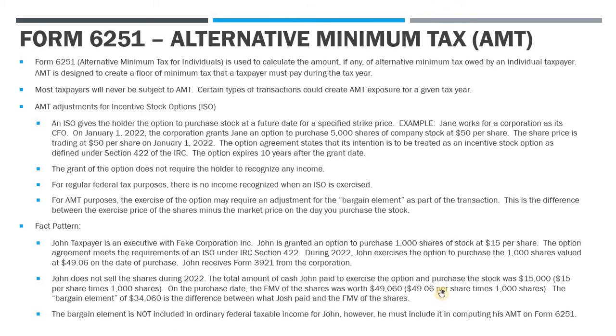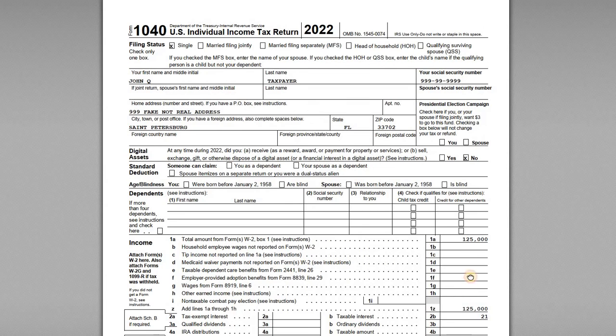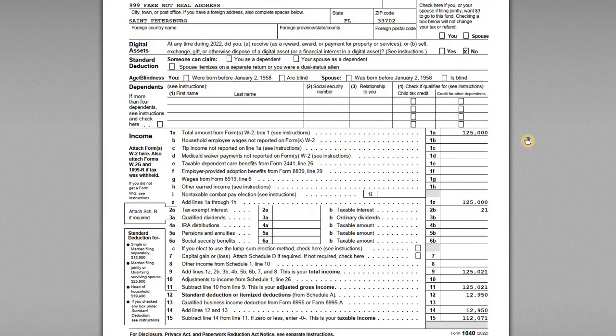So if we look at his Form 1040, on page 1 here, he's got his W-2 income from the company. He makes $125,000 a year. He's got some interest income there. But you'll notice nothing in here or on Schedule 1 are we reporting any income from the transaction, right? So there's no bargain element included in ordinary income. He didn't sell the stock yet, so there's no capital gain or loss element there. So this is all fine from the ISO perspective for regular federal income taxes.